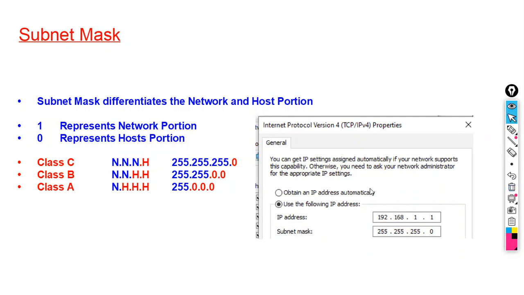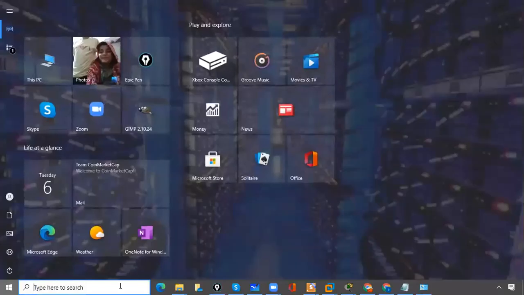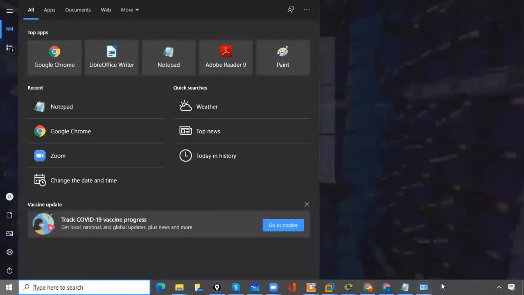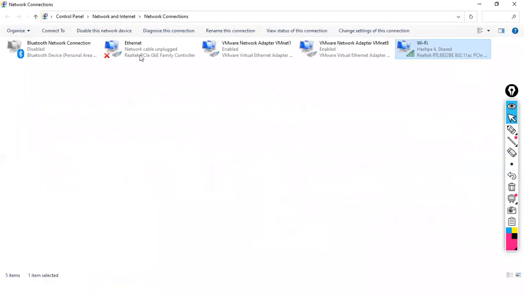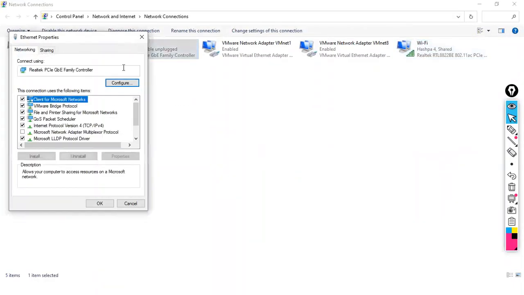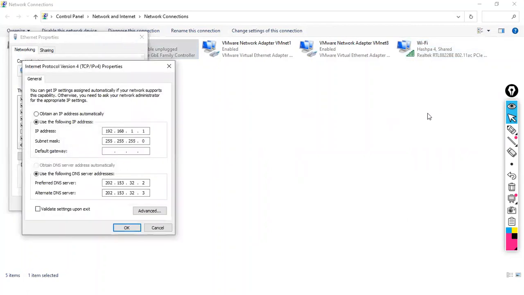So let me show you in my computer as well. It is here. When we try to configure the IP address manually, you can see it is having subnet mask and default gateway. So let us try to understand what is the use of this subnet mask.